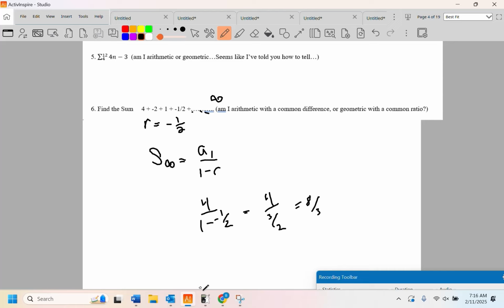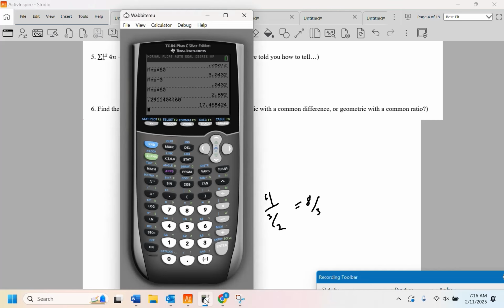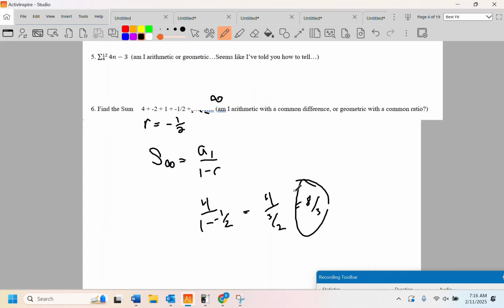I know you're like, Milbrath, what did you just do? Like, what evil thing did you just do? Well, let's see if I'm right. 1 minus a -1/2. So 4 sitting over that. Math, enter. 8/3. I know how to work with fractions. That's what I just did. You should probably learn them too.